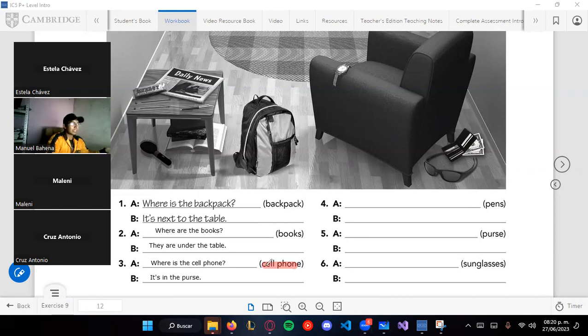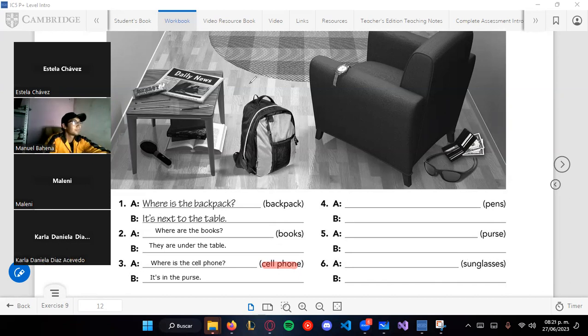But yeah, we were just discussing this answer. Esta de aquí. Where is the cell phone? ¿Dónde está el teléfono? And as we can see on the picture, it's in the purse. Está dentro del bolso. Not completely, no completamente, but at the end of the day, pero al final del día, sigue dentro.